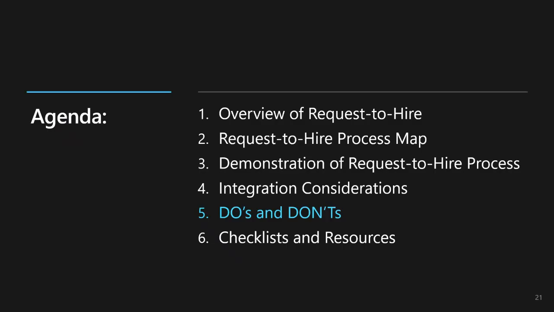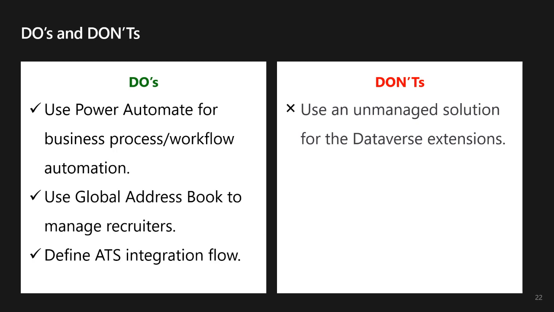Now, I want to switch gears and talk quickly about the do's and don'ts. First, for the do's. We do recommend that you use Power Automate for business process and workflow automation. Remember, there are no workflows in human resources out of the box. Once we're on the finance and operations platform with the infrastructure merge, you will be able to extend and develop your own workflows, but I strongly encourage you to use Power Automate as a quick, low-code, no-code solution to deploy workflows on these processes.